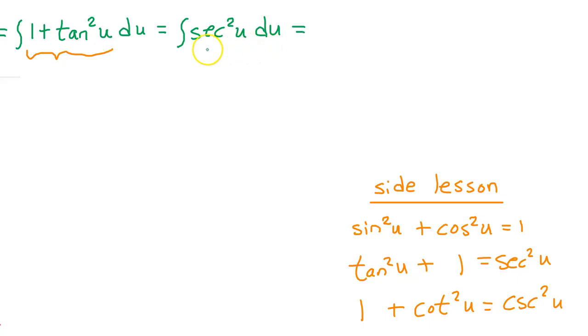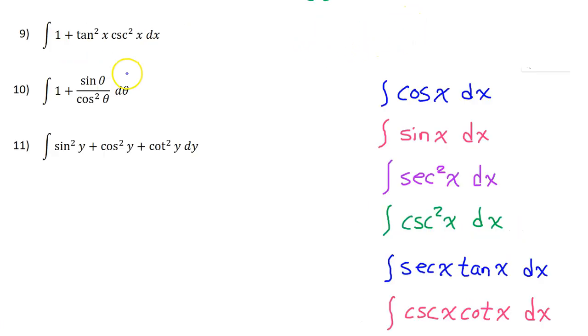Back to this. The derivative of what is secant squared? The derivative of tangent is secant squared. So tangent u plus c is the antiderivative. Pause the video and try to do number 9 by yourself.